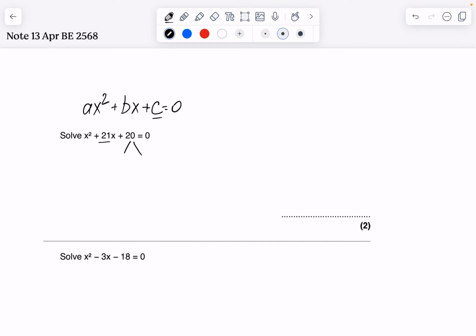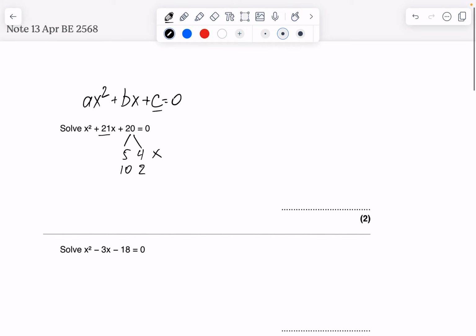Okay, so let me think. Factors of 20: 5 and 4. 5 times 4 is 20, but 5 plus 4 is not 21. That doesn't work. How about 10 and 2? 10 plus 2 is not 21. Again, it doesn't work. How about 20 and 1? 20 times 1 is 20, and 20 plus 1 is 21, so that works.